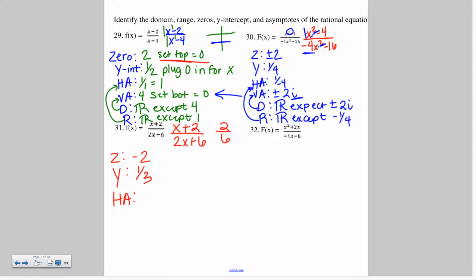Horizontal, I'm looking at my exponents on this one. My exponents are the same. So in front of this one, I have a 1, and then I have a 2, so 1/2.